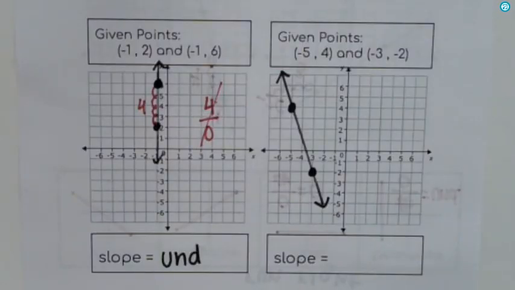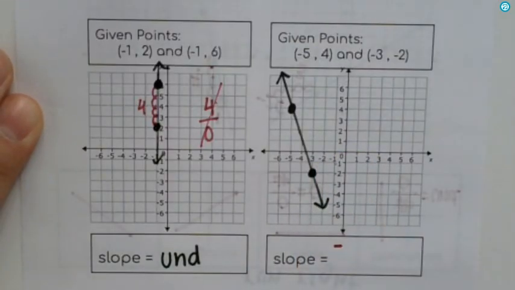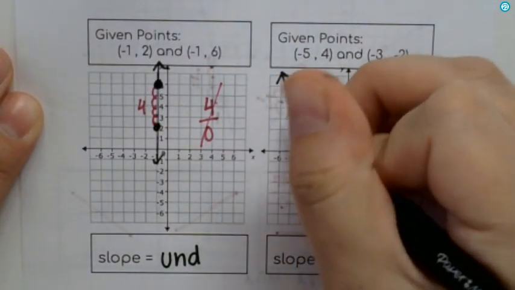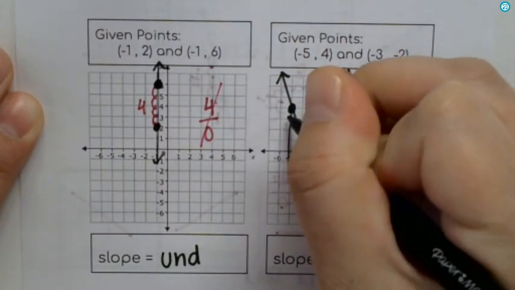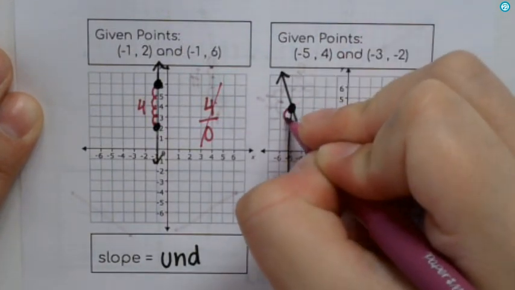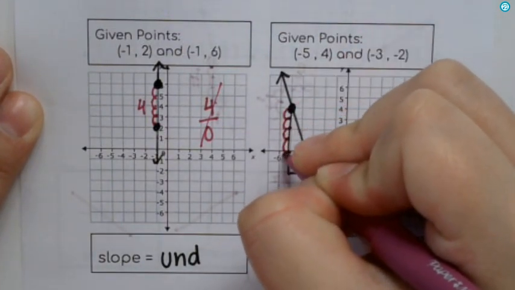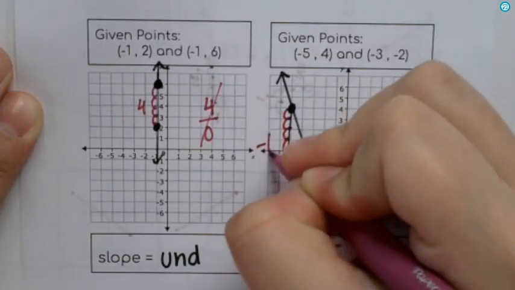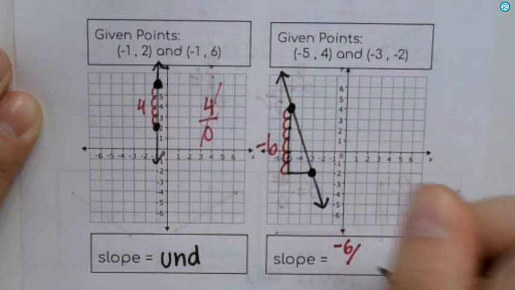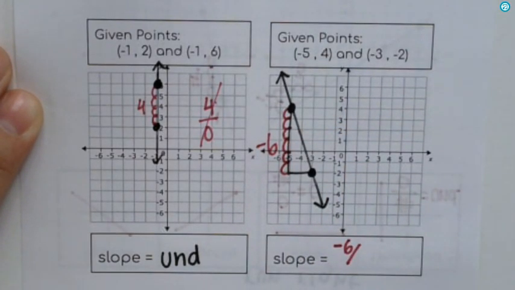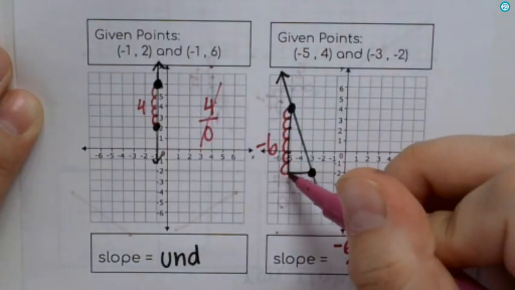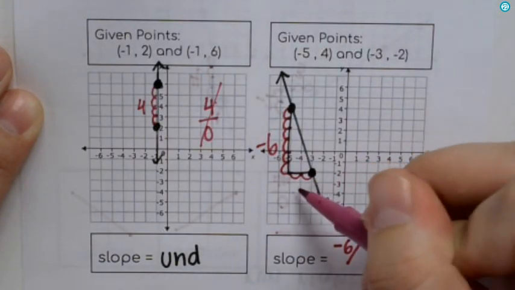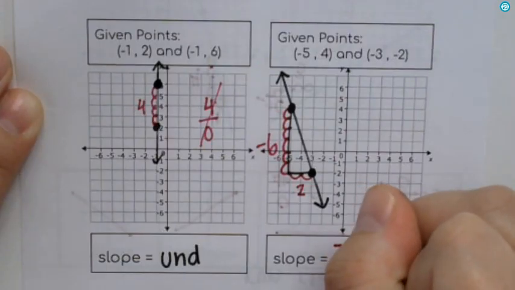What type of slope is that going to give me? Negative. So I already know it's going to be negative. Let's count our rise over our run. So I'm going to go down and to the right. I go down 1, 2, 3, 4, 5, 6. So down 6, so it's -6 over. How many to the right do I go? 2. 1, 2. So -6 over 2.